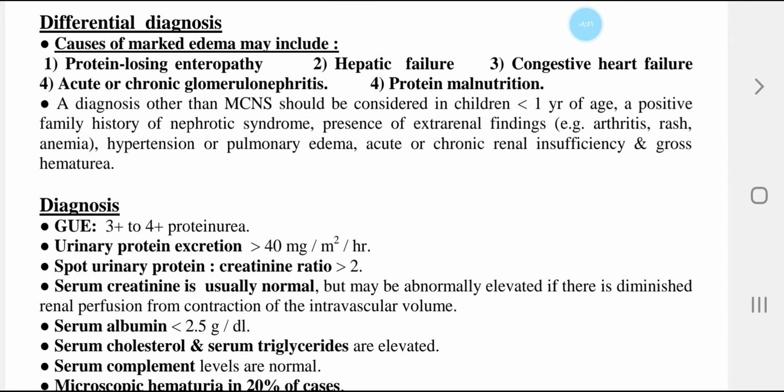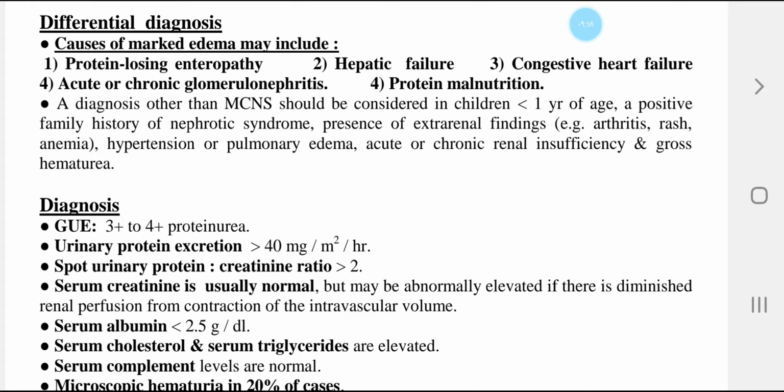The differential diagnosis of nephrotic syndrome includes causes of marked edema like: 1. Protein losing enteropathy. 2. Hepatic failure. 3. Congestive heart failure. 4. Acute or chronic glomerulonephritis. 5. Protein malnutrition.